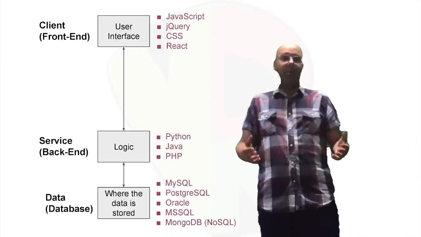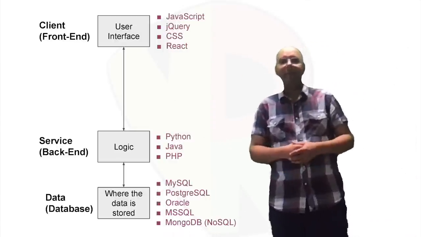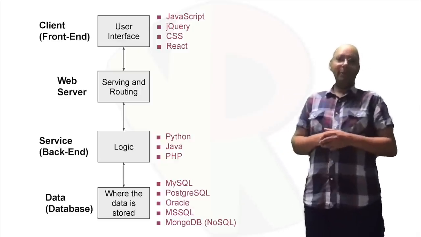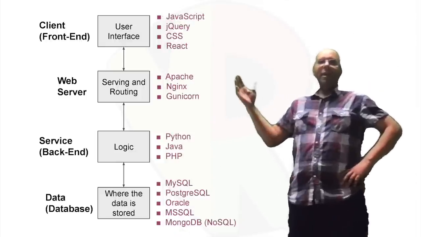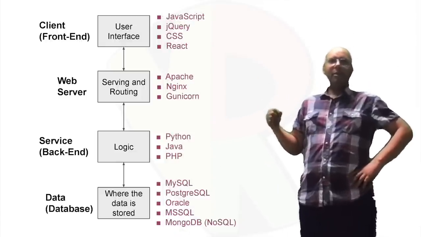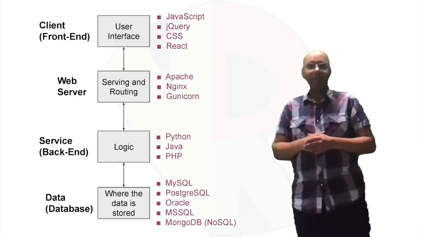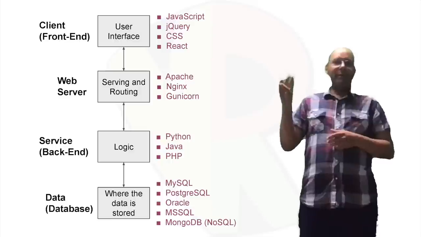But how does a user request get from the client to the service? Well, there's something in between them. This is a web server. The web server's job is to route traffic to the right place. This typically runs on an OS like Linux. Nginx is a popular web server that often works with the web server gateway interface like Gunicorn. You'll still find lots of Apache servers running as well. We'll dive more into web servers in part 3 of this video.